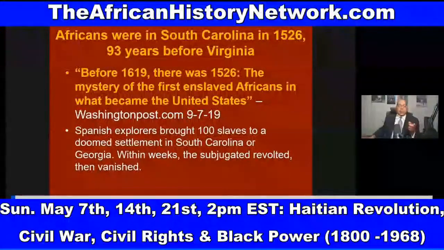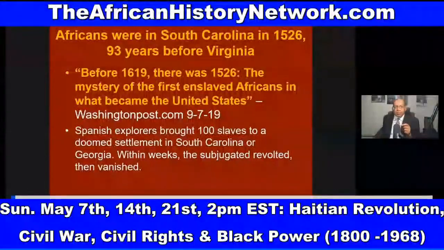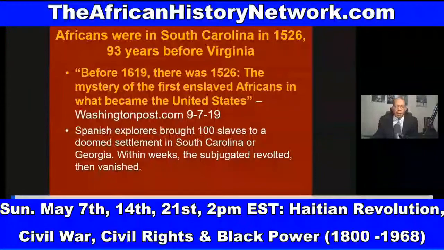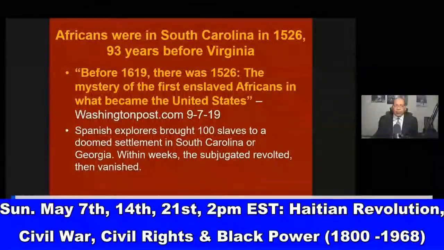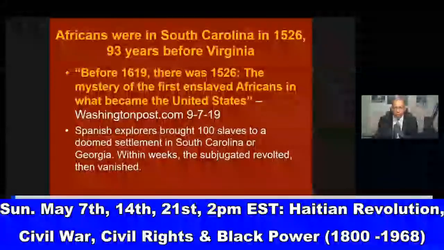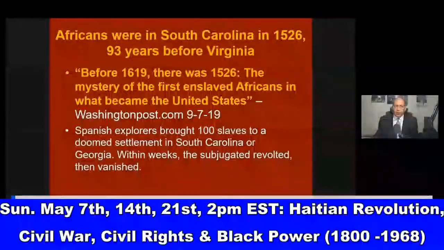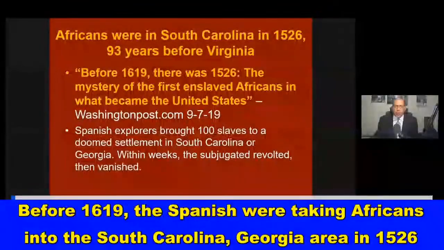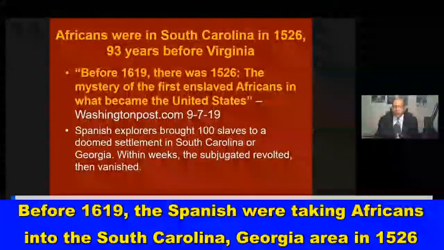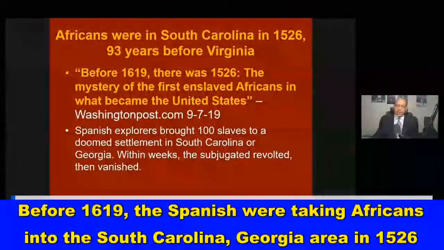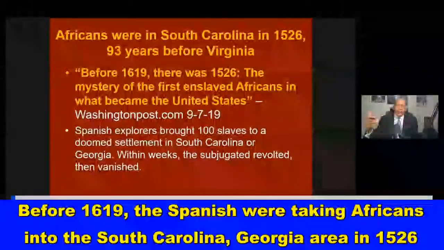Okay, now before 1619, there was 1526, the mystery of the first enslaved Africans in what became the United States. There's a good article from the Washington Post, September 7th, 2019, that deals with this history. 1526 is not talked about a lot.